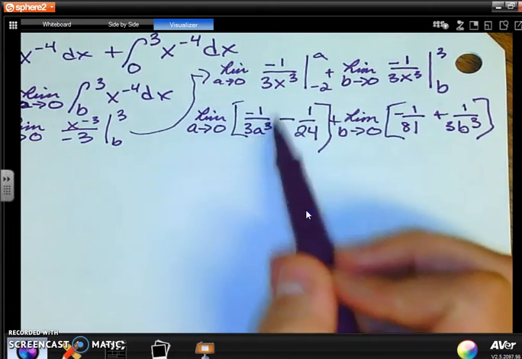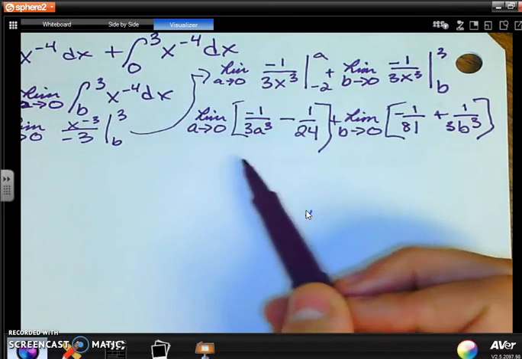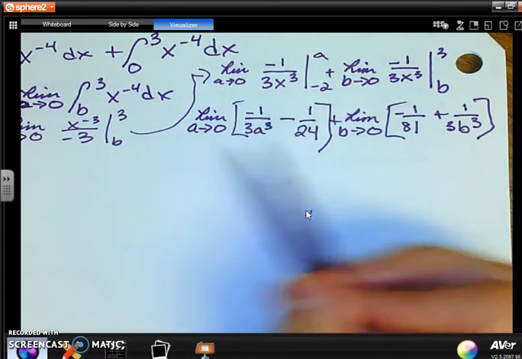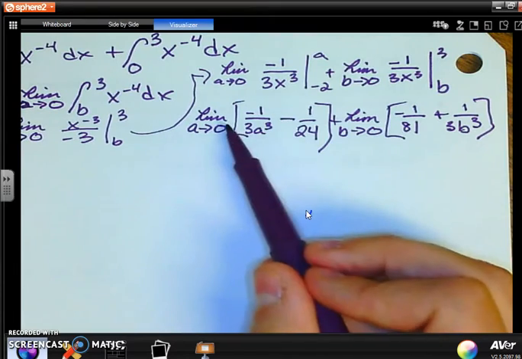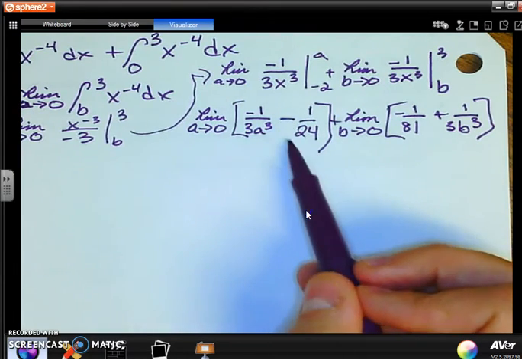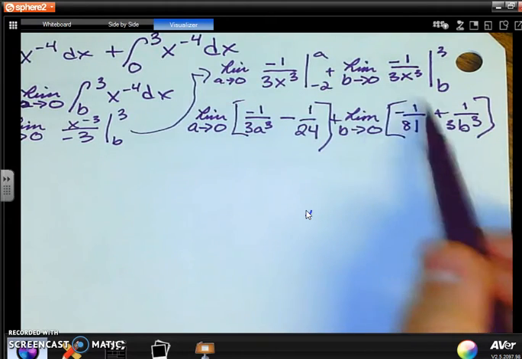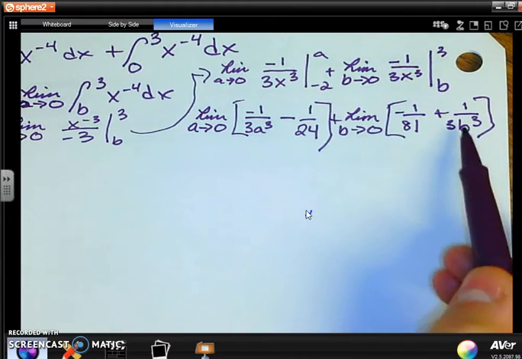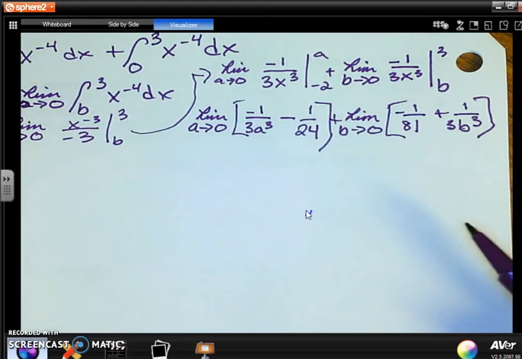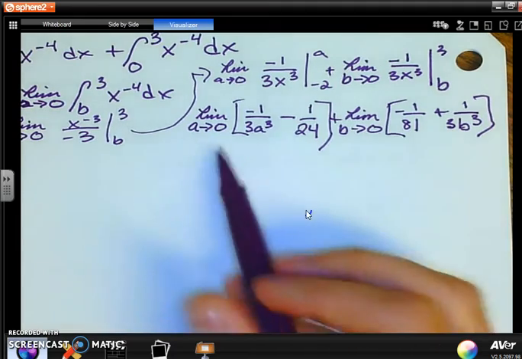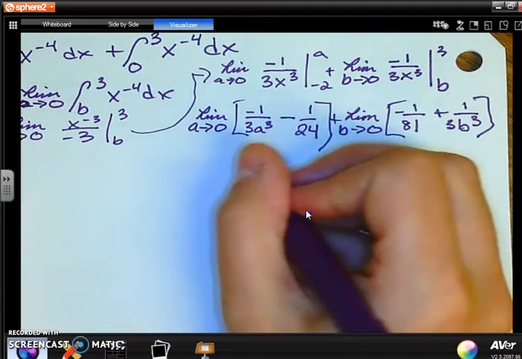So what does this piece do? That's going to go, that's bad. The whole thing's going to diverge now because of that piece. So this piece goes to negative 24 when you plug in 0 because there's no variable there. This piece goes to negative 81, again, no variable. But these two pieces, when you plug in 0, they're going to infinity or negative infinity. So that's going to be a big yeah, because you're dividing by 0, so that whole thing's going to diverge.